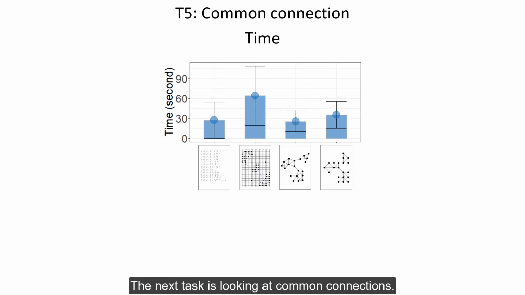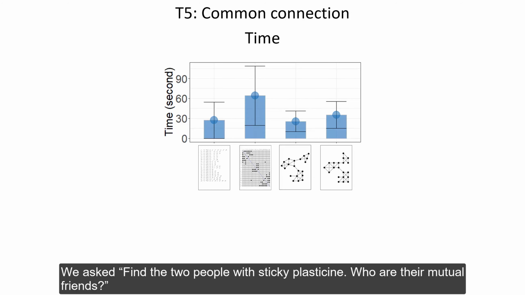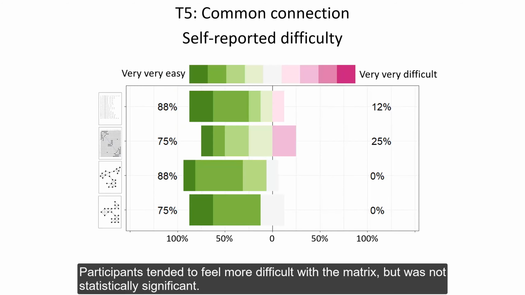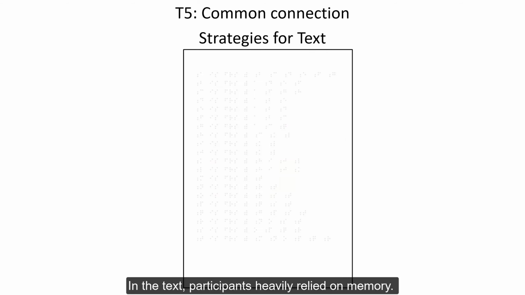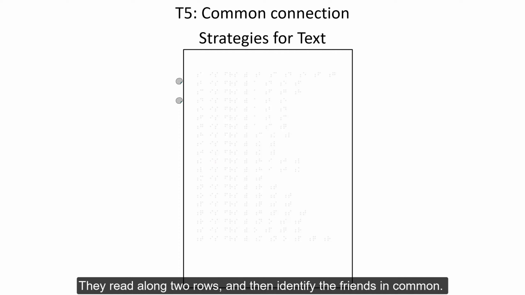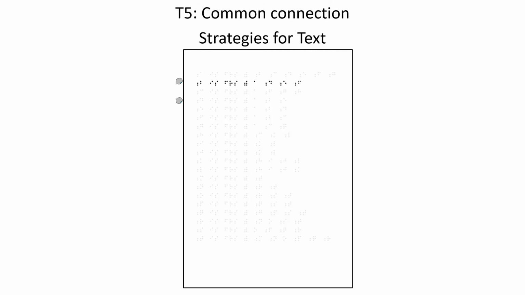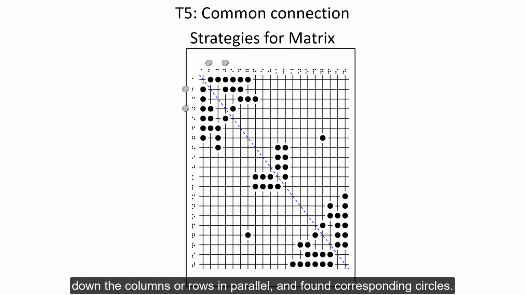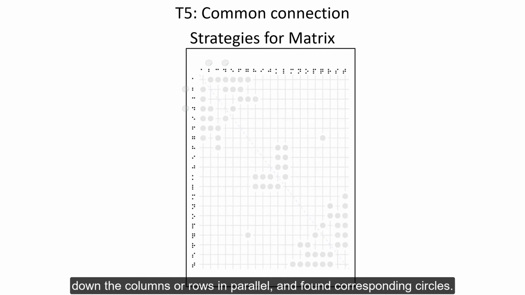The next task is looking at common connections. We asked, find the 2 people with sticky plasticine. Who are their mutual friends? We found the organic node link diagram and the text were faster than the matrix. Participants tended to feel more difficult with the matrix, but was not statistically significant. In the text, participants heavily relied on memory. They read along 2 rows and then identify the friends in common. In the matrix, participants traced down the column or row in parallel and found corresponding circles.